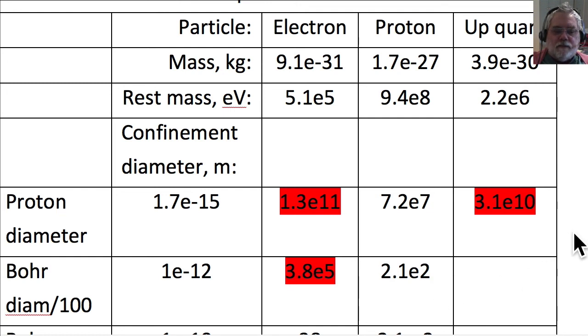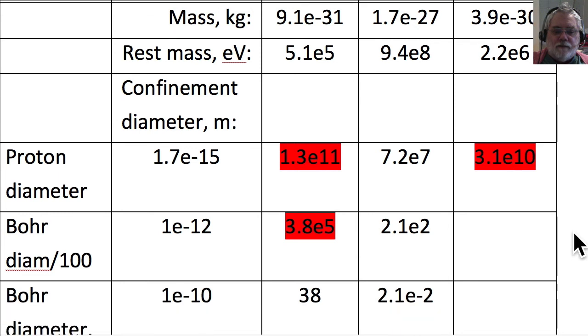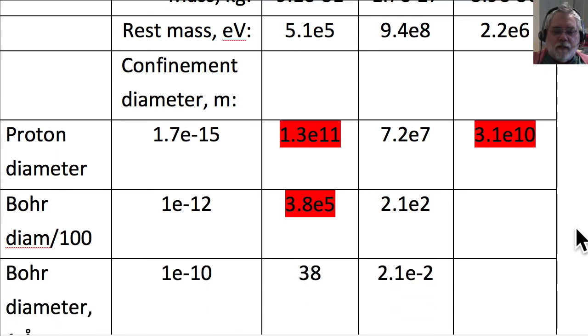Let's increase the confinement size, so less confined. Let's look at a Bohr diameter, 1 angstrom. 1 angstrom diameter, 10 to the minus 10th. For an electron, we would get an energy of 38 electron volts, so definitely non-relativistic.